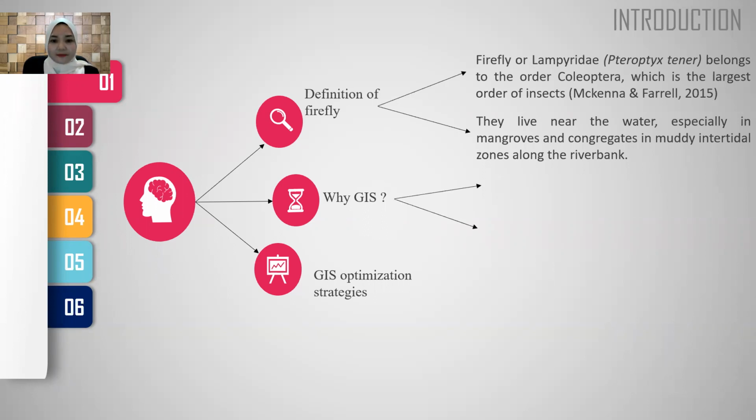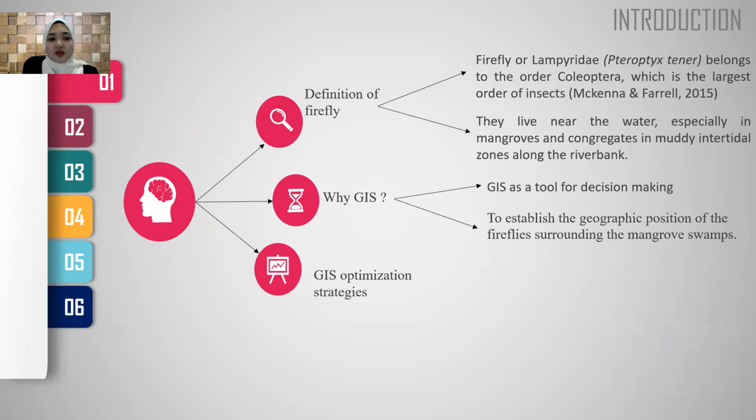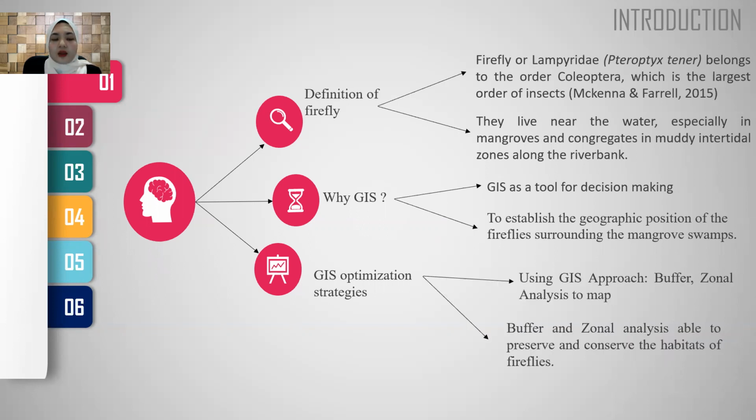Why GIS? GIS as a tool for decision making. It helps to establish the geographic positions of the fireflies surrounding the mangrove swamp. GIS optimization strategies use the GIS approach, buffer and zonal analysis, to map. And buffer and zonal analysis are able to preserve and conserve the habitats of fireflies.